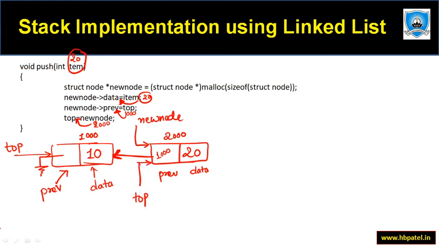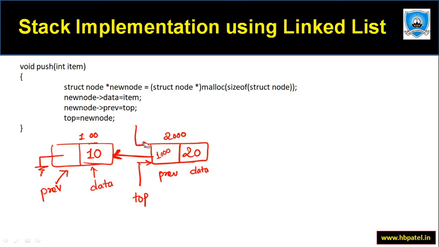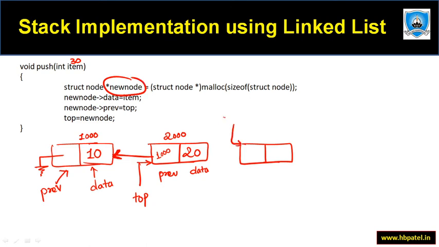So I am moving the top also, because we know in a stack when you insert something, the top is incremented automatically. So this is done. Now let's add one more node so that you will have a better idea. If I call this function again with, let's say, item 30, then again this will create a node which is being pointed to by new node, with two items, data item and previous item.